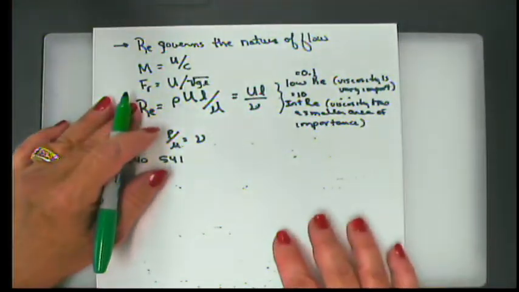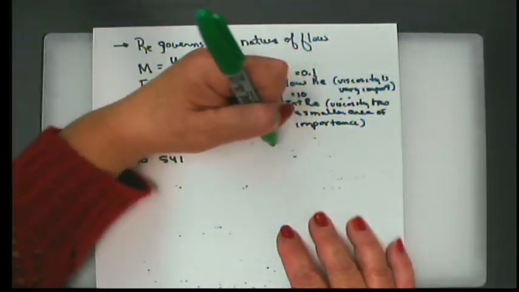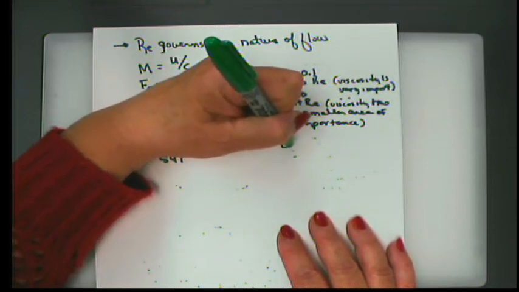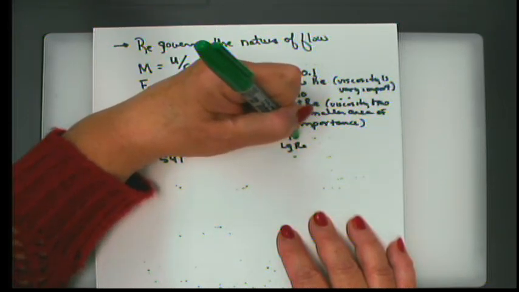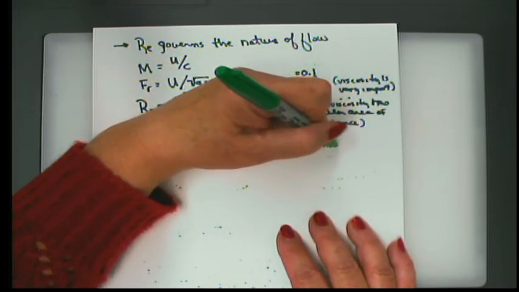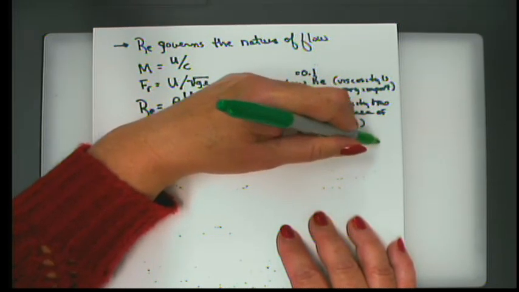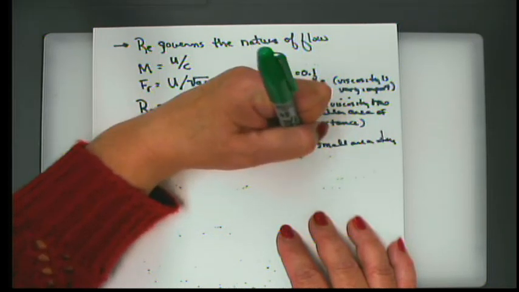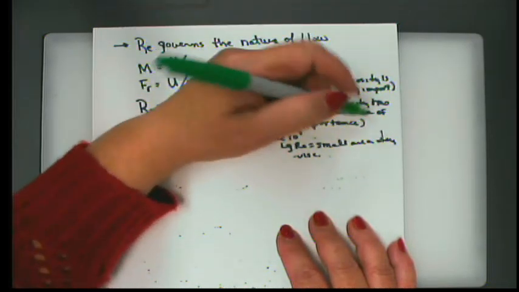And then if we have extremely high Reynolds numbers, say in the order of 10 to the 7th, we have a very small area where viscosity is important.